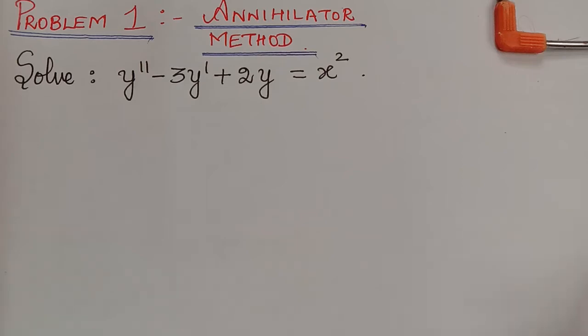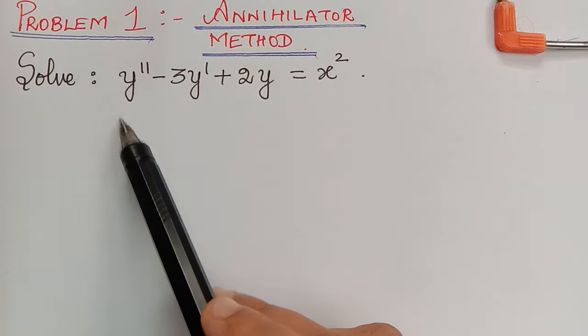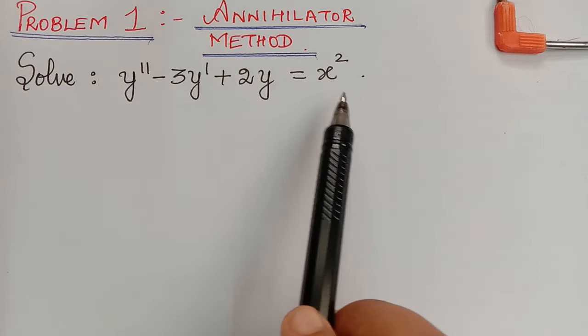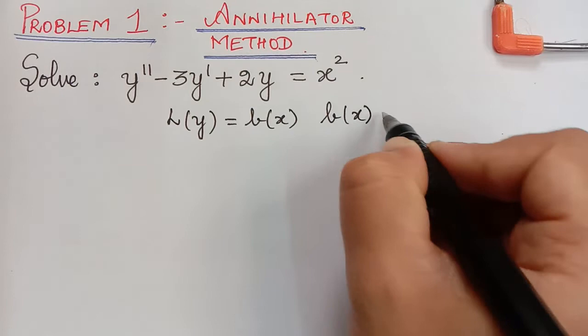Hello students, in our previous video we learnt about the annihilator method. Now let us apply this method to solve a non-homogeneous differential equation. The given equation is a non-homogeneous differential equation because it is of the form L of y is equal to b of x, where b of x is equal to x squared.